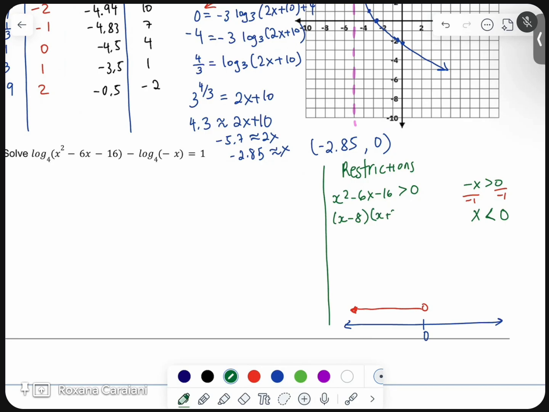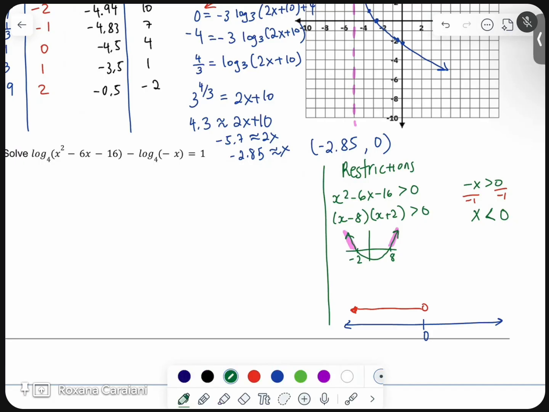And then I'm just going to sketch the parabola and see when the parabola is above the x-axis. So it's just a very rough sketch. My intercepts are 8 and negative 2 for my factored form. The parabola is opening up. Here it is. And now I'm going to highlight the regions where the parabola is positive. So that's this portion here and this portion here.